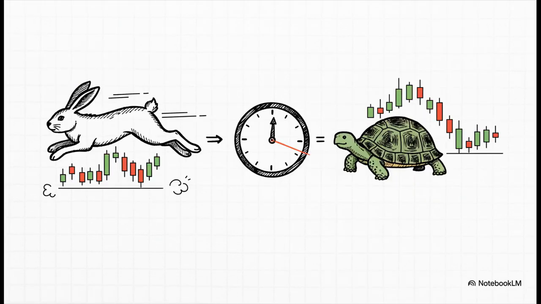In two words, inherent lag. That's the secret. Because Heikin-Ashi uses data from the past to draw the present, it is always, by its very design, playing catch-up. It's always a step behind the live market. Kind of like the tortoise to the candlestick's hare.